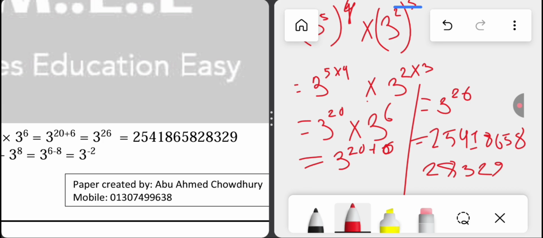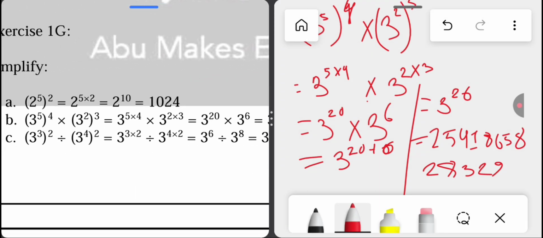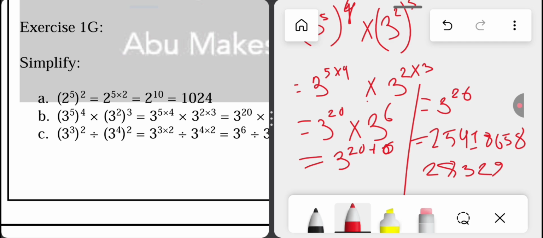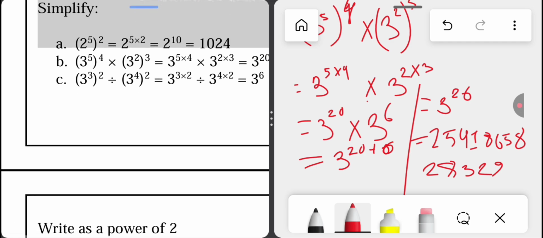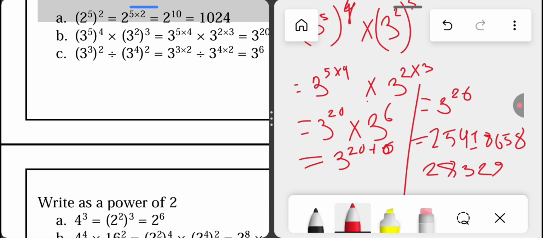And see this one, 3 cube whole square. We are going to learn about division and other things in the next video, inshallah. So let's not delay anymore. Let's end the class here.